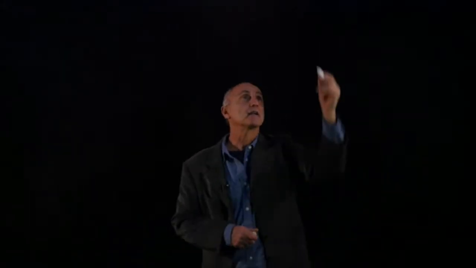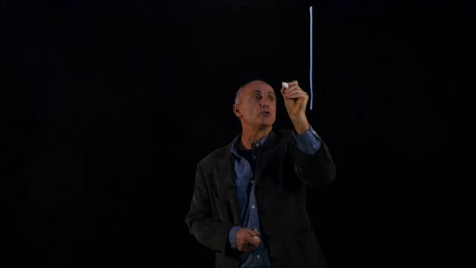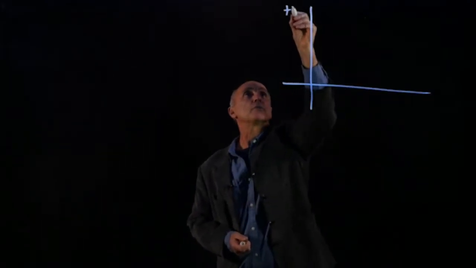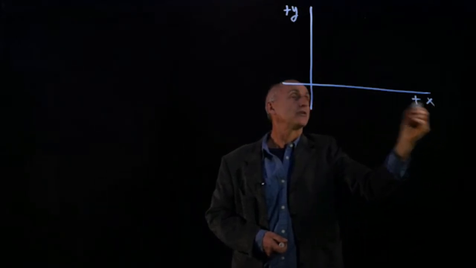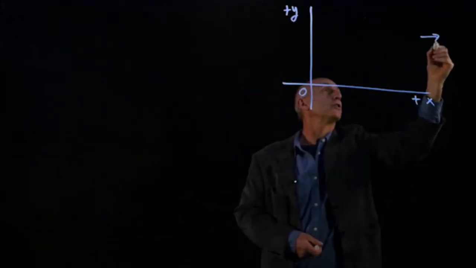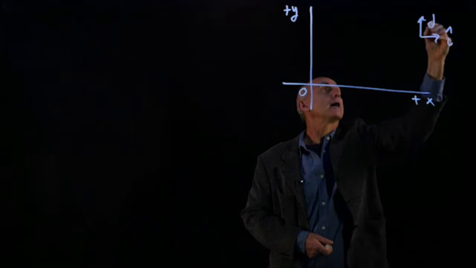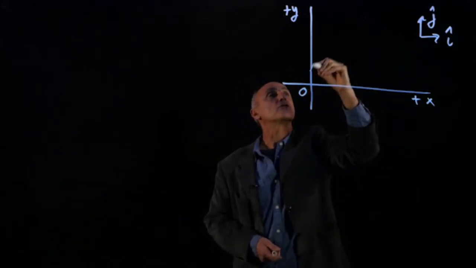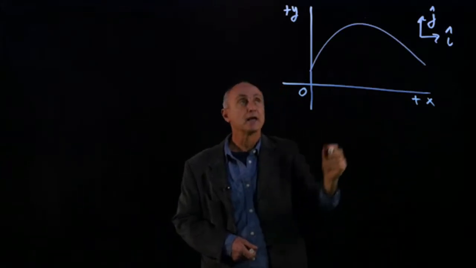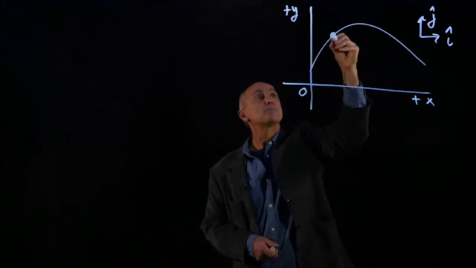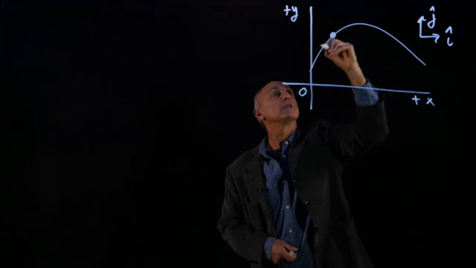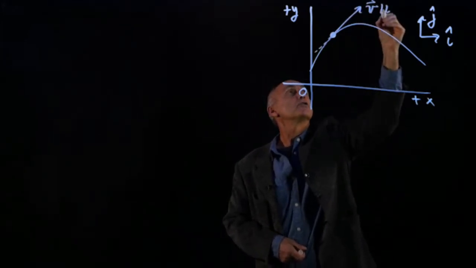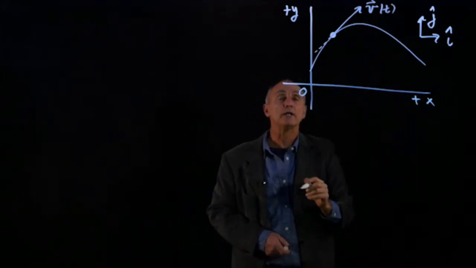So far we've looked at a trajectory in 2 dimensions. Let's again consider some type of motion where we choose a positive y-axis, a positive x-axis, an origin, unit vectors i hat and j hat, and we'll have some type of trajectory where our object is moving like that. We know that at this particular time, the velocity is tangent to this trajectory at that point.